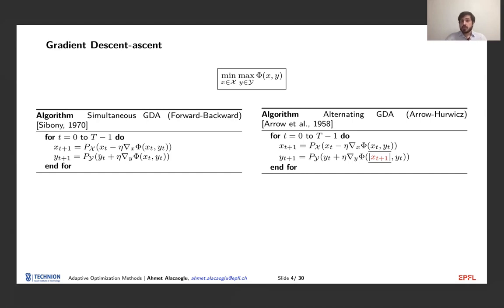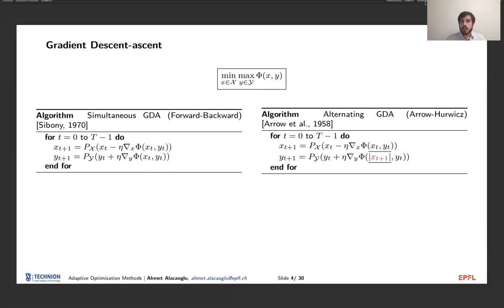The other way is to do this in an alternating way. When we say alternating, we first do the primal update, xt plus 1. Then, when we are doing the dual update, we use the newest information, xt plus 1. In the simultaneous case we used xt, and here we're using xt plus 1. So we hope that it will help us somehow.